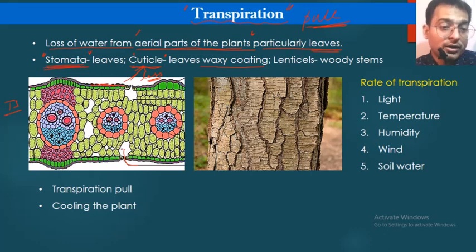What is the stomata? Stomata are the openings of the leaf. Here you see the openings in the leaf. There are stomata on both the upper and lower parts of the leaf, but more stomata are on the lower part. When the stomata open, whatever water and moisture is inside will get evaporated. So this is one of the major sources of transpiration, through the stomata.